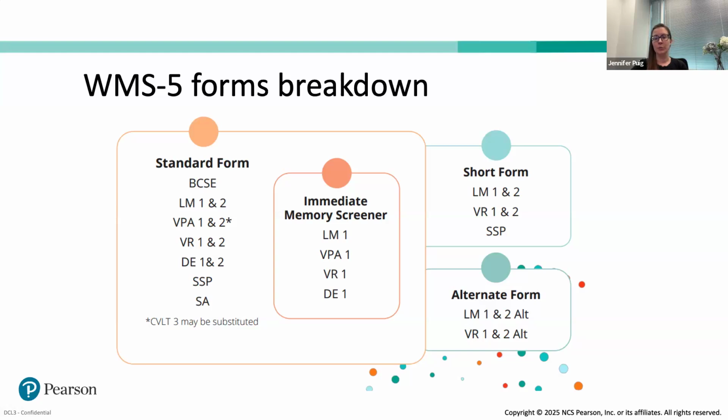The short form is a brief battery of subtests that can be used to sample immediate and delayed recall for orally and visually presented information, as well as visual working memory. The alternate form consists of alternate versions of the auditory and visual subtests in the short form. The immediate memory screener is embedded within the standard form, and it allows the examiner to administer the immediate recall conditions to screen for memory weaknesses before deciding whether or not to continue with the standard form.